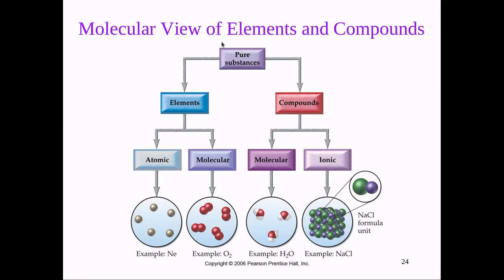And here's the molecular view of the elements and compounds. We've been breaking this down a little bit more now. So now we have pure substances. They can come in the form of elements or compounds. We can have atomic elements, or we can have molecular elements, and we can have molecular compounds, or we can have ionic compounds.